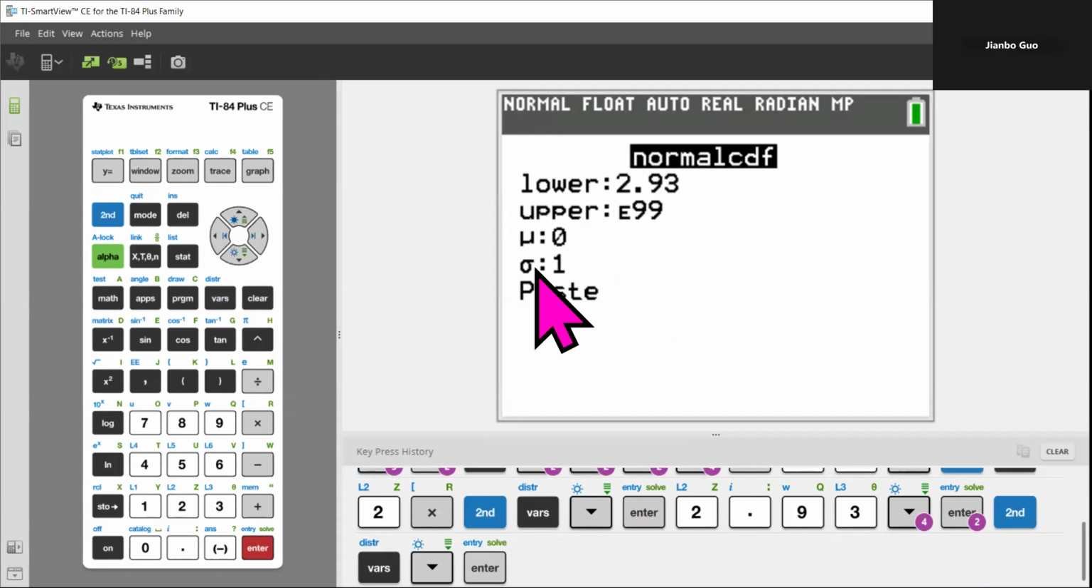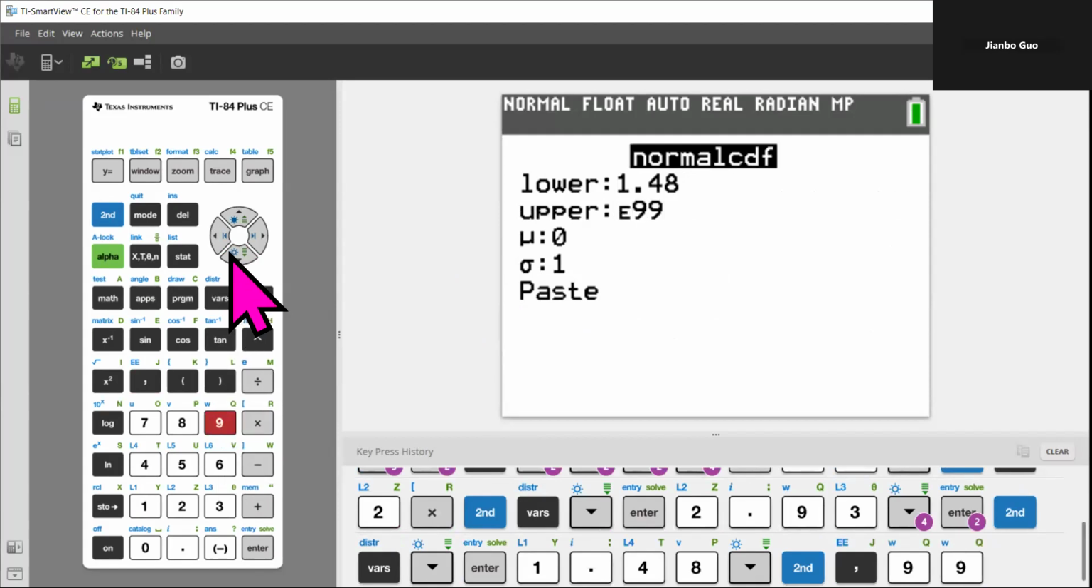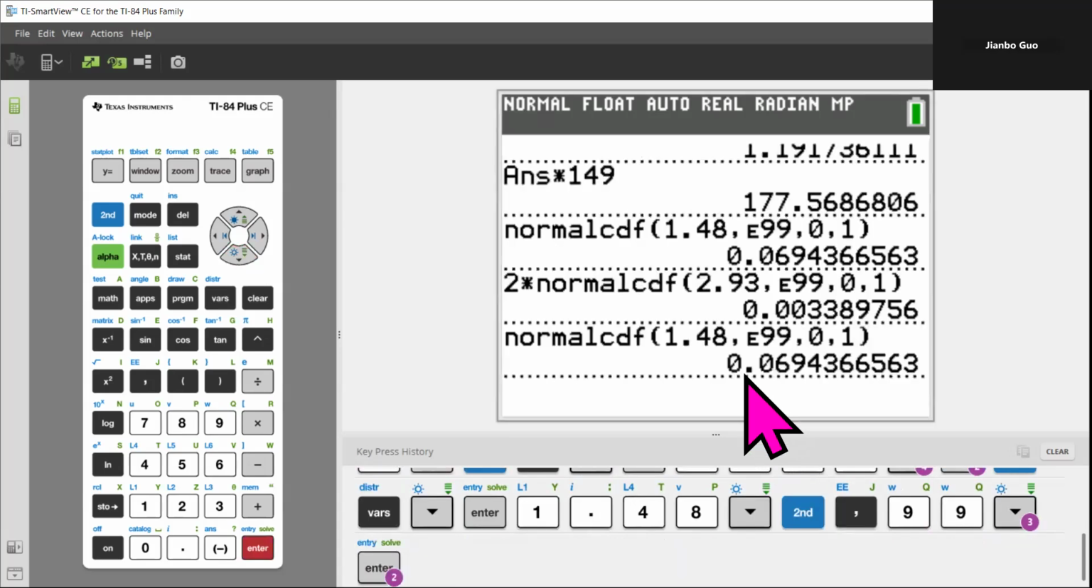The area, the shaded region, starts at 1.48, and there's no right bound. There's no boundary from the right, it goes past infinity. Let me show you how we enter past infinity. Second comma, double E 99. That is past infinity, the EE on the calculator. Mu is 0, sigma is 1 because it's a standard normal distribution. Paste. If we run it, the value is 0.069, right? And that's the area of this region.